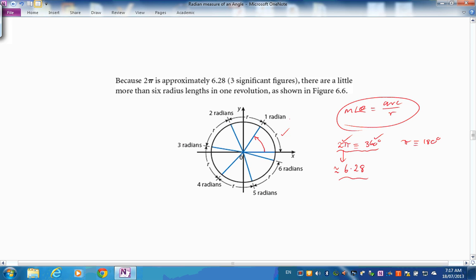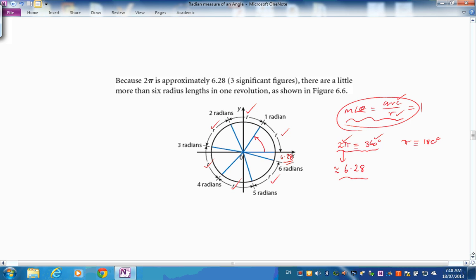So if the radius is r and the angle is 1 radian, arc length over r must equal 1. So this will be 1 radian, one radius here, another radius, another radius. So this is an interesting result: 6 radii worth around the circumference and 0.28 in there. So it's a little bit more than 6 radiuses worth around the circumference. Just an interesting little result there, reinforcing the idea that this is our ratio, arc length to radius.